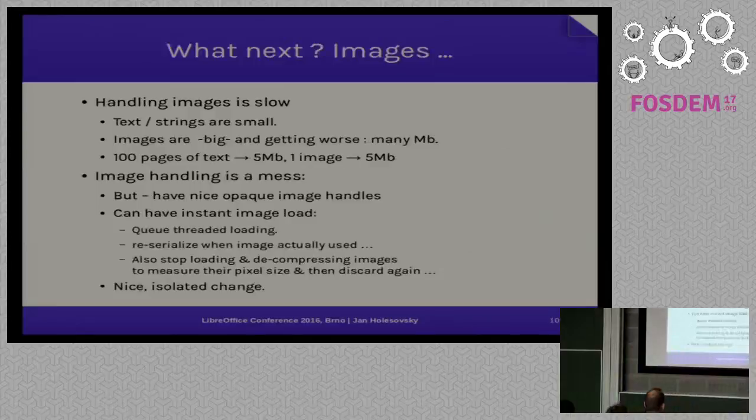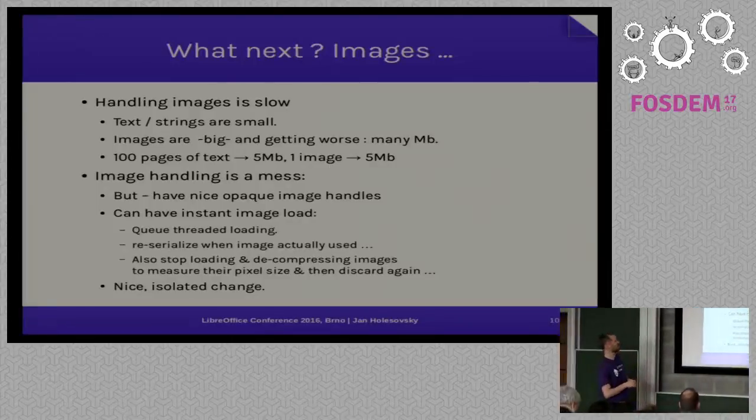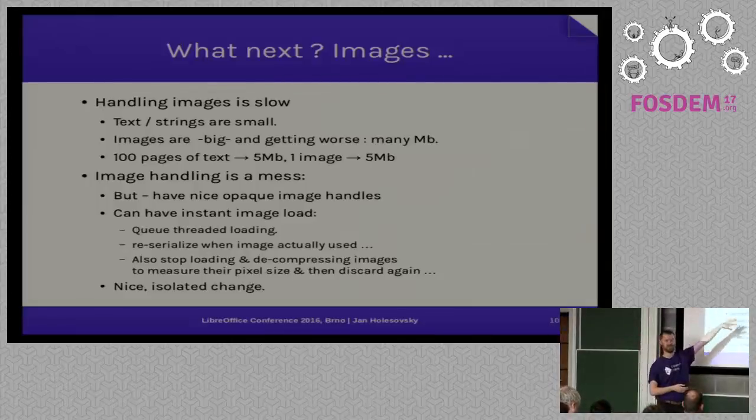Images, handling images is particularly slow. I mentioned earlier they're the dominant memory object that we deal with. And they're getting worse. People's cameras are getting bigger and higher resolution. So, 100 pages of text or something is about 5 megabytes of memory. But one image is easily that, right? So I don't know how many hundreds of pages you write, but you probably put images in because they're worth 1,000 words, right? Anyway, good. So, very high resolution words, let's say.